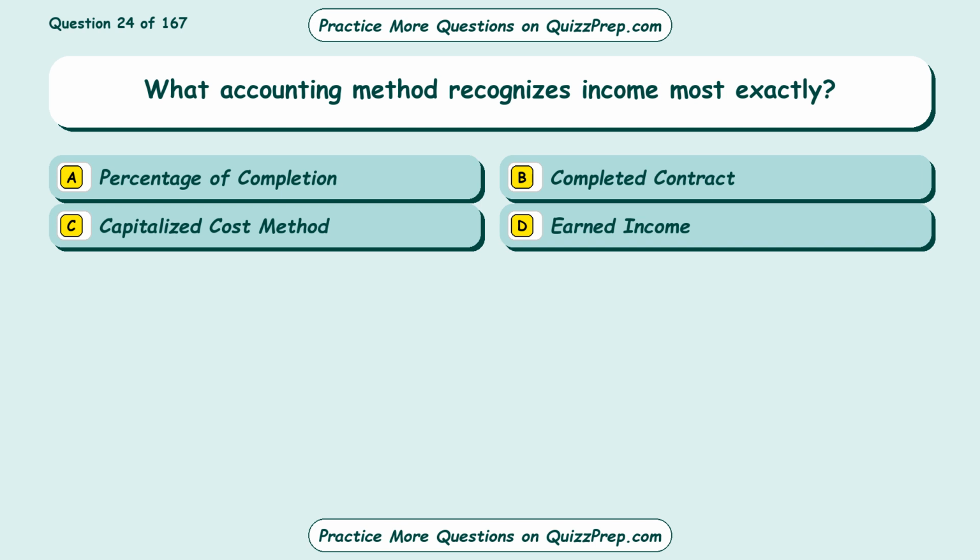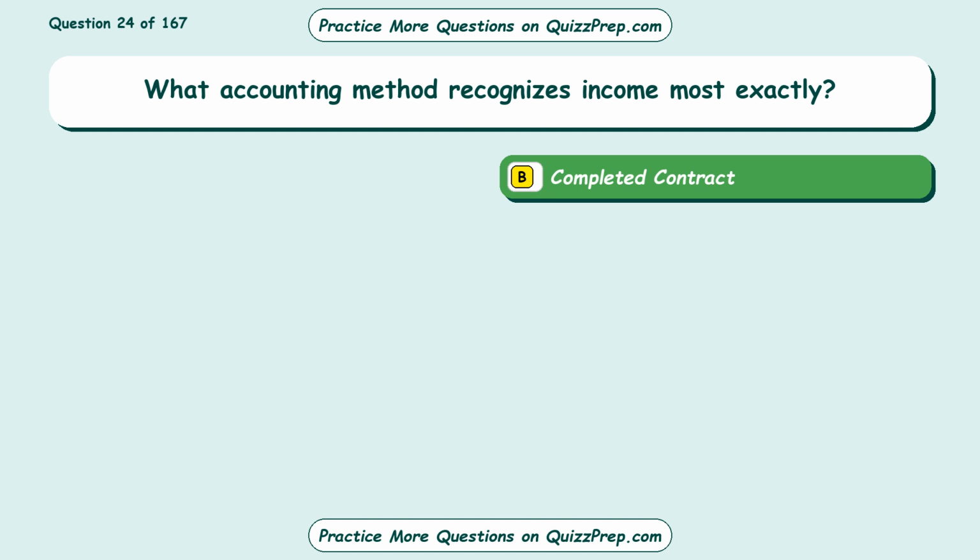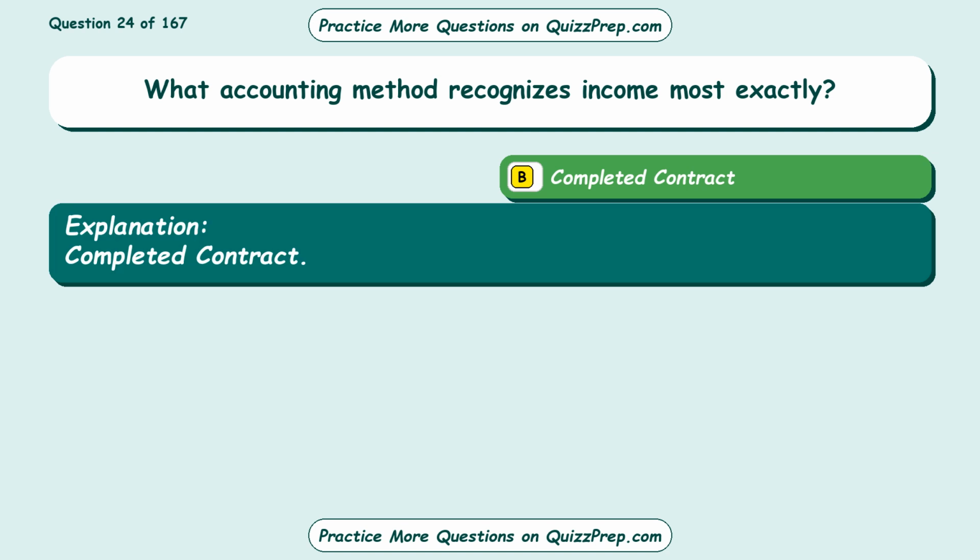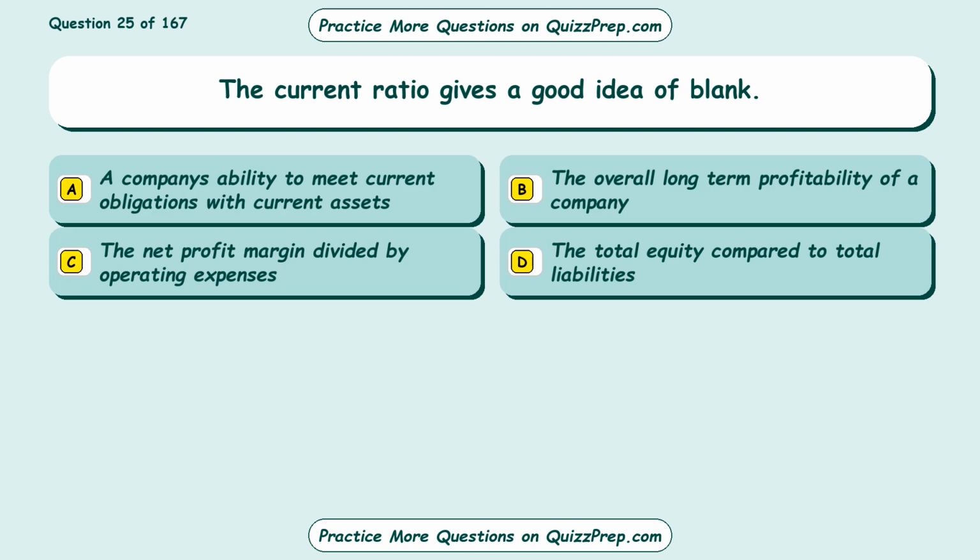Question 24. What accounting method recognizes income most exactly? Option A, percentage of completion. Option B, completed contract. Option C, capitalized cost method. Option D, earned income. The correct answer is option B, completed contract.